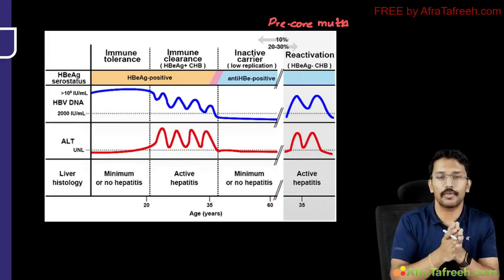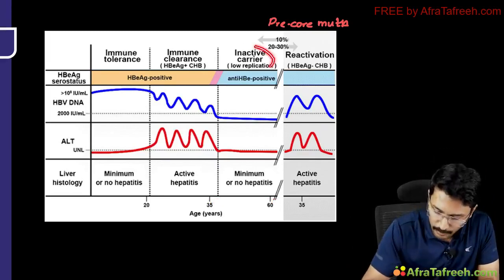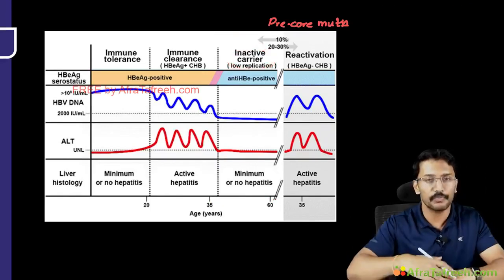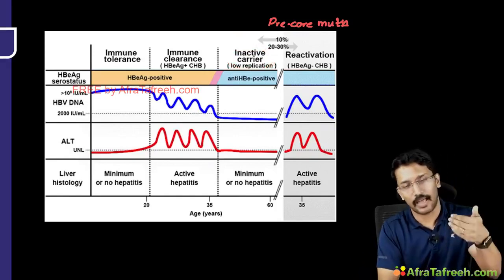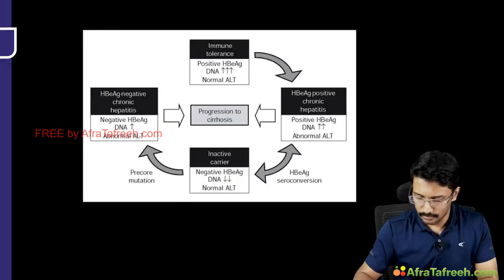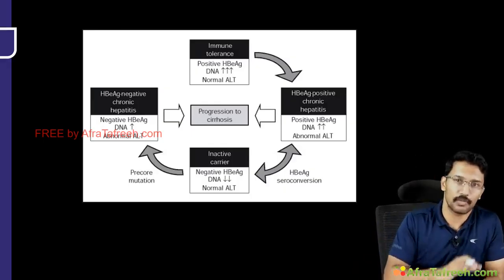And we also have to remember that the patients who remain inactive carriers still have an increased risk of developing hepatocellular carcinoma, even in the absence of chronic hepatitis, even in the absence of cirrhosis. Clear? Okay. Now this image will probably make it a little easier for you to remember the phases of chronic hepatitis.